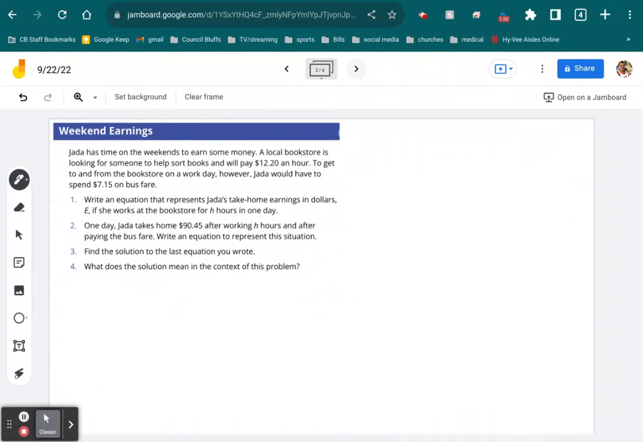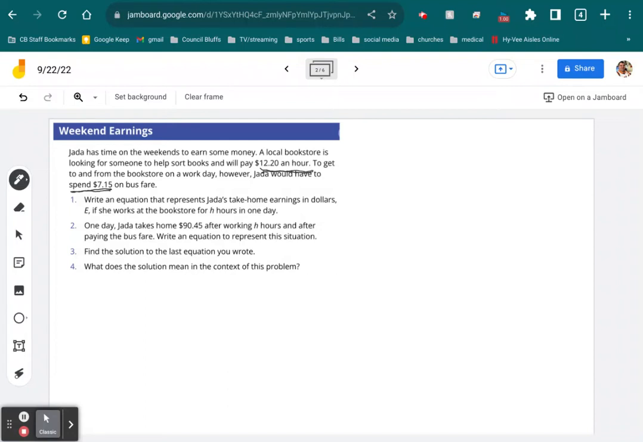Jada has time on the weekends to earn some money. A local bookstore is looking for someone to help sort books and will pay $12.20 an hour. To get to and from the bookstore on a workday, however, Jada would have to spend $7.15 on a bus fare. Okay? So for those of you that have jobs, they usually figure out your salary by taking your hourly rate and multiplying it by the number of hours that you work.